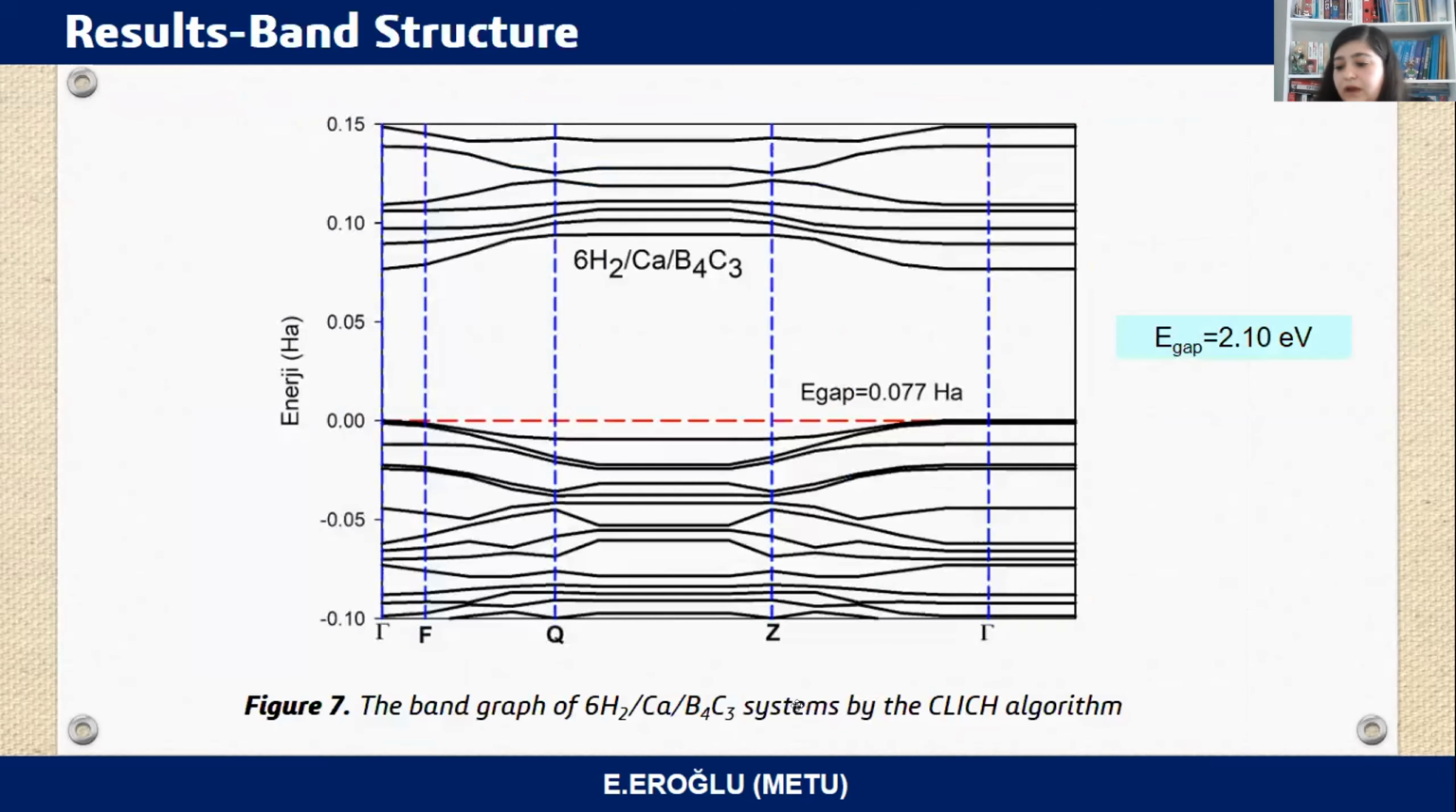Moreover, we analyze the band structure of our system. The band plot of the 6 hydrogen molecule adsorbed boron carbon system by the algorithm is given in figure 7. It can be seen from the plot that our system shows semiconducting properties, and the band gap for the system is found as 2.1 electron volts.